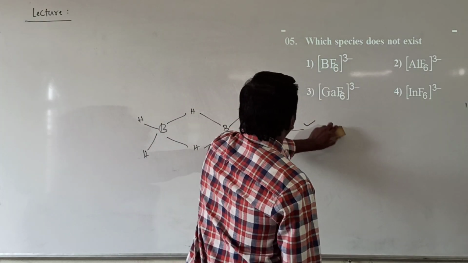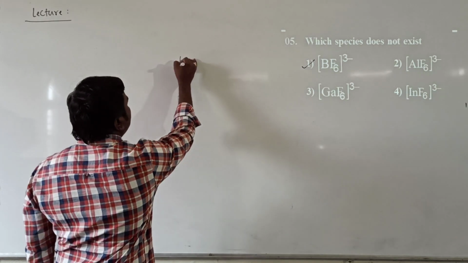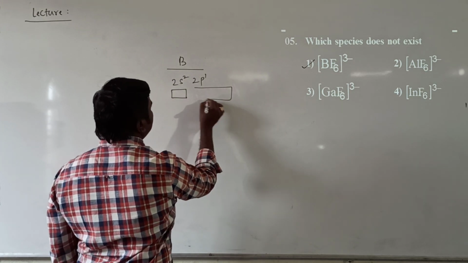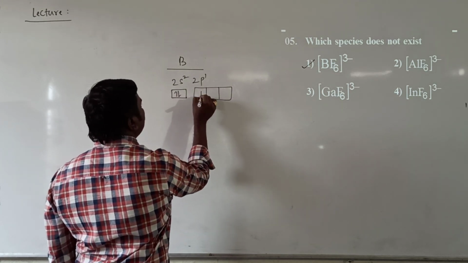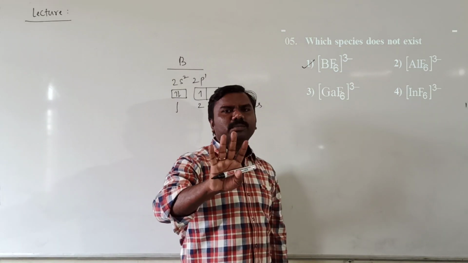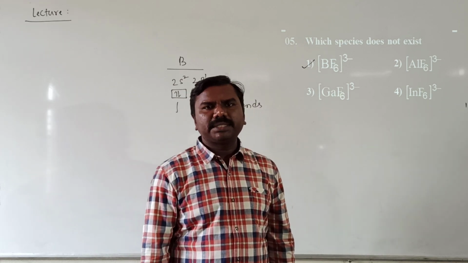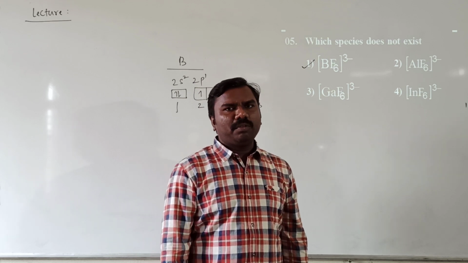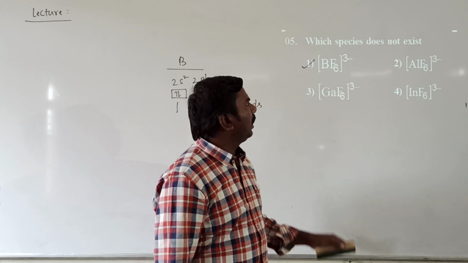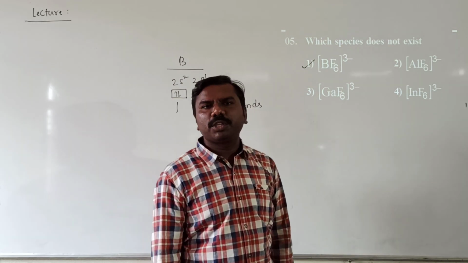Which species does not exist? So this does not exist because the boron configuration is 2s2 2p1. It means s and p. So 2 electrons, 1, 2, 3, 4. Maximum only 4 bonds are possible because of the availability of 4 orbitals in the second shell. One is 2s, 3 are 2p: 2px, 2py, 2pz. But there is no d orbital in the second shell. That's why 6 bonds are not formed by boron. Maximum 4 bonds, minimum 3 bonds.